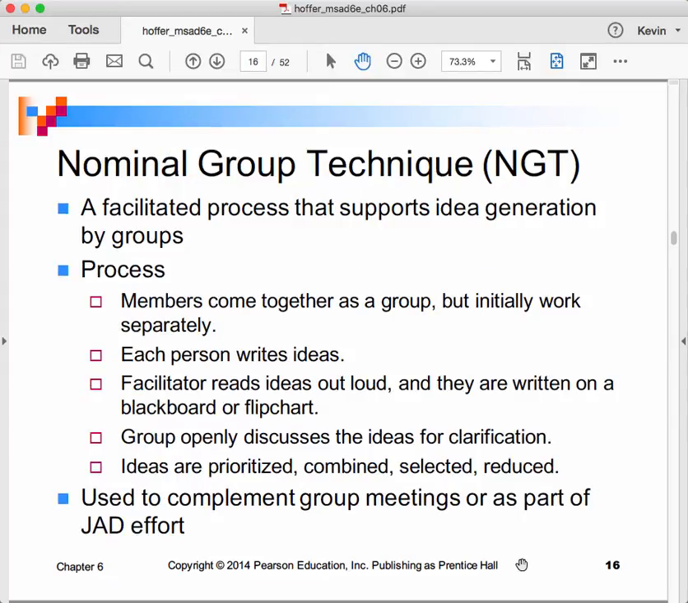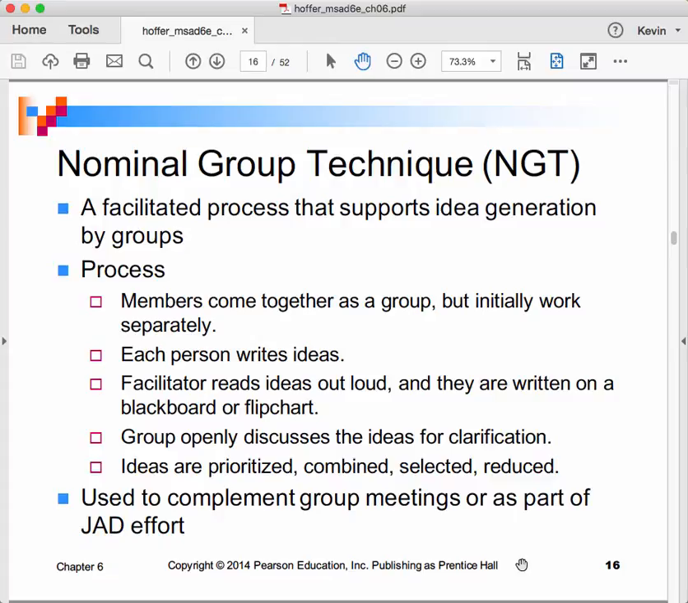Now, there are some formal techniques you might want to consider. The first one is called nominal group technique, or NGT. And this is a facilitated process. It supports idea generation by groups. So I think a lot of us have heard a group approach that's called brainstorming. So we get a group of people into a room. We tell them to come with their best ideas.